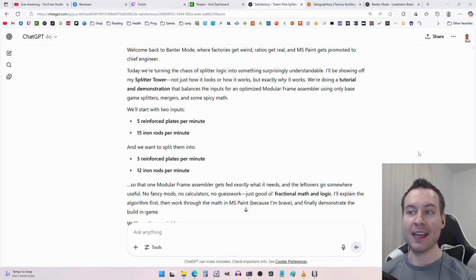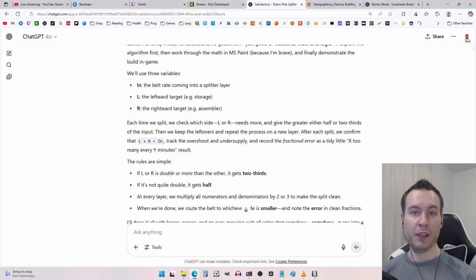I'll explain the algorithm first, then work through the math in MS Paint because I'm brave, and finally demonstrate the build in-game. We'll use 3 variables: in, the belt rate coming into a splitter layer; L, the leftward target, storage for example; and R, the rightward target, for example an assembler.